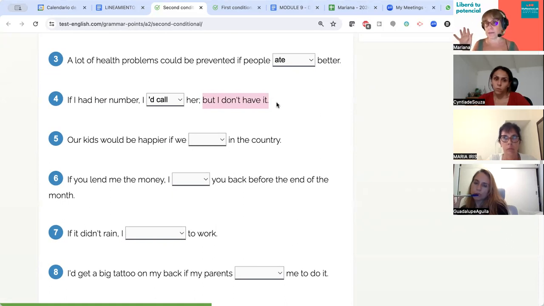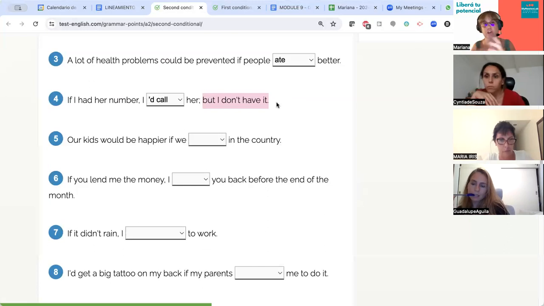I can say, for example, well, if I get her number, I will call her. Si lo consigo, la llamo. Y ahí lo llevé a un primero, ¿ven? Because that's a possibility. If I get the number, I can call him. Yes, perfect. Very good. Yes, you can change the will with the can.